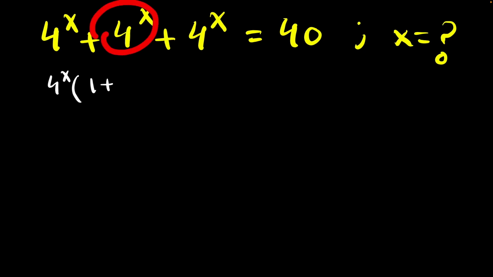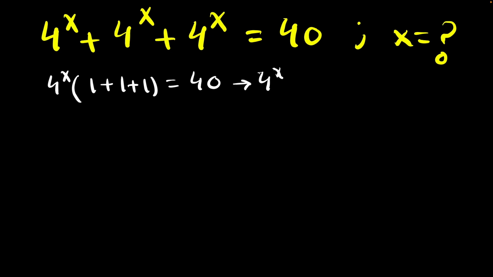Again, 4 to the x divided by 4 to the x, we have 1 plus, and 4 to the x divided by 4 to the x, again we have 1, equal to 40. So now I can write 4 to the x is equal to 1 plus 1 plus 1 is 3, equal to 40. So here what I'm going to do, I'm going to divide both sides of the equation by 3.